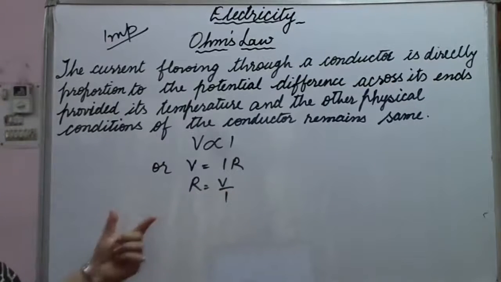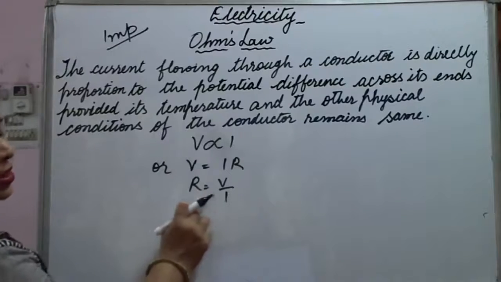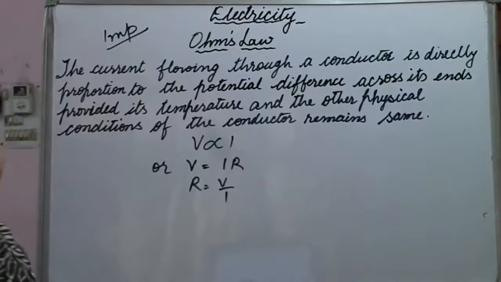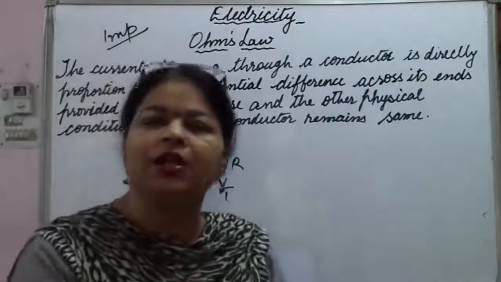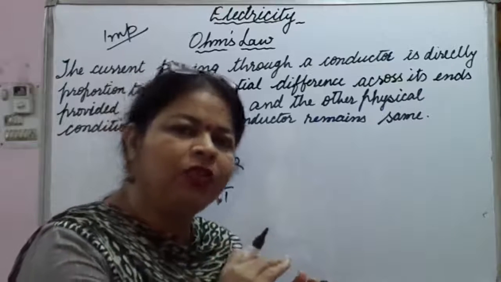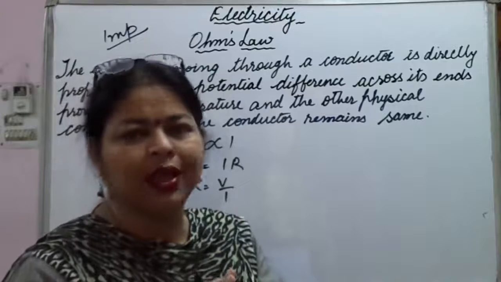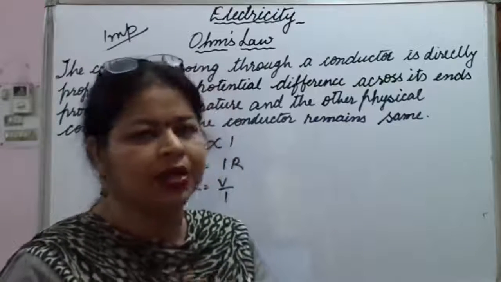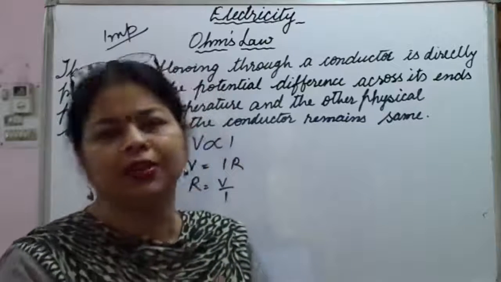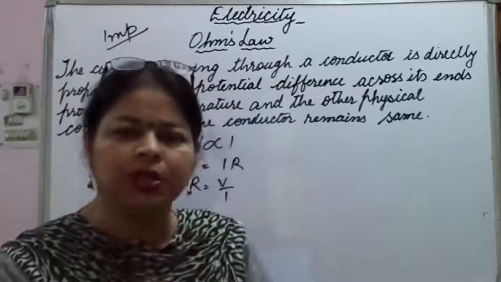Now we will discuss the factors on which the resistance depends. But what do you mean by resistance? When current is flowing, the electrons are moving from the negative terminal to the positive terminal. When electrons move, then current is produced. The flow of current is always from positive to negative direction, and the movement of electrons is from the negative terminal to the positive terminal.